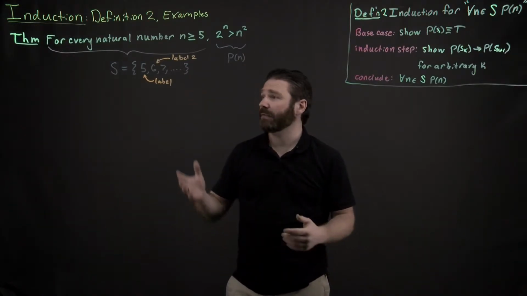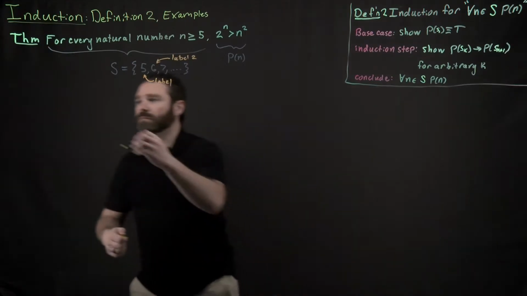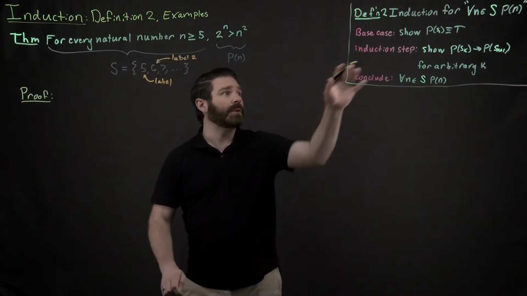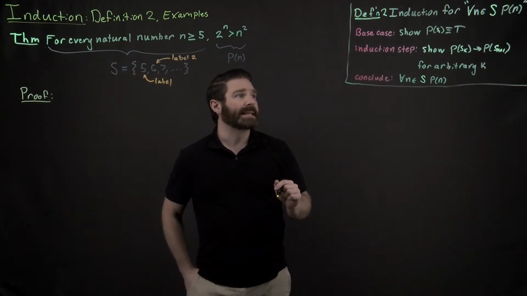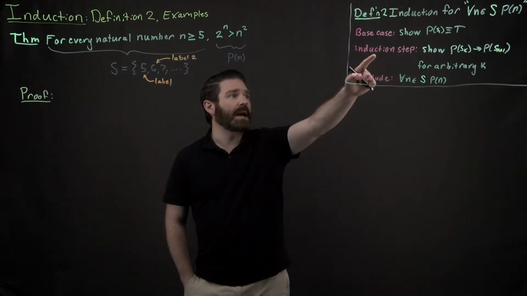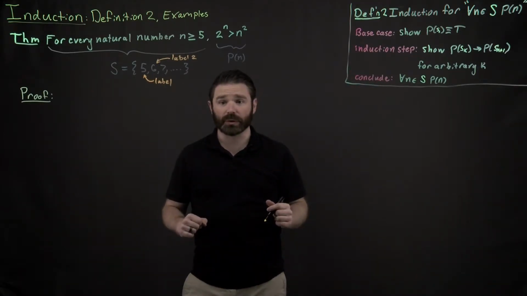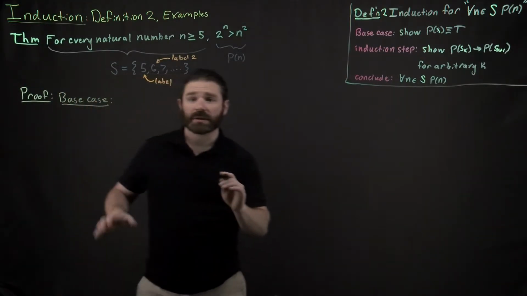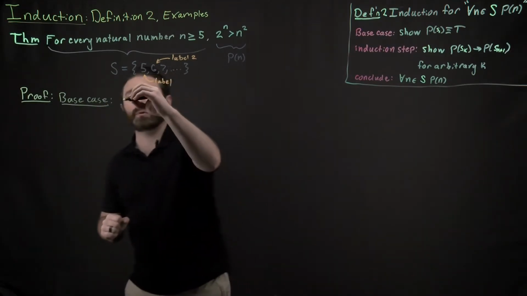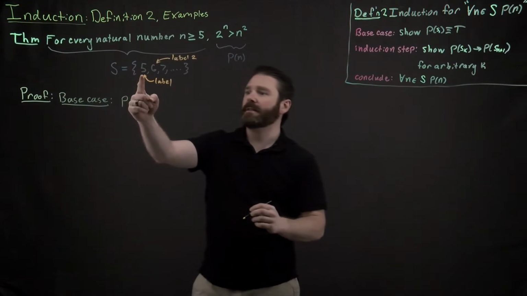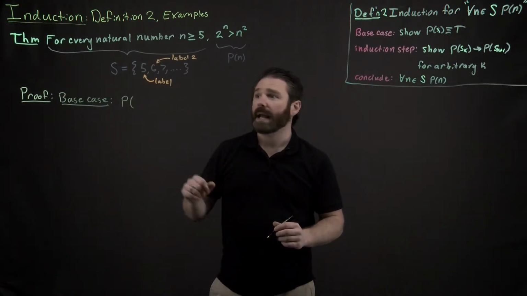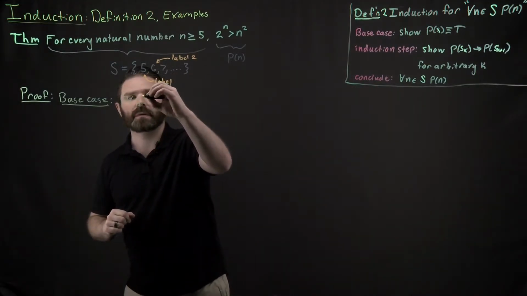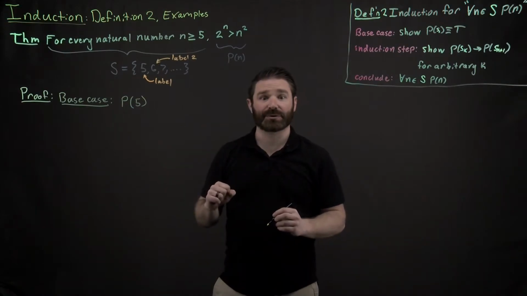So let's go ahead and see if we can prove this. So to do this proof, let's follow this procedure. The base case is we have to show that P of our very first element is true. So for our base case, in this particular one, we want to show that P of, and then the very first element of the set that we're talking about. And the set that we're talking about here, the very first element is going to be 5. So we want to show that this thing is true.